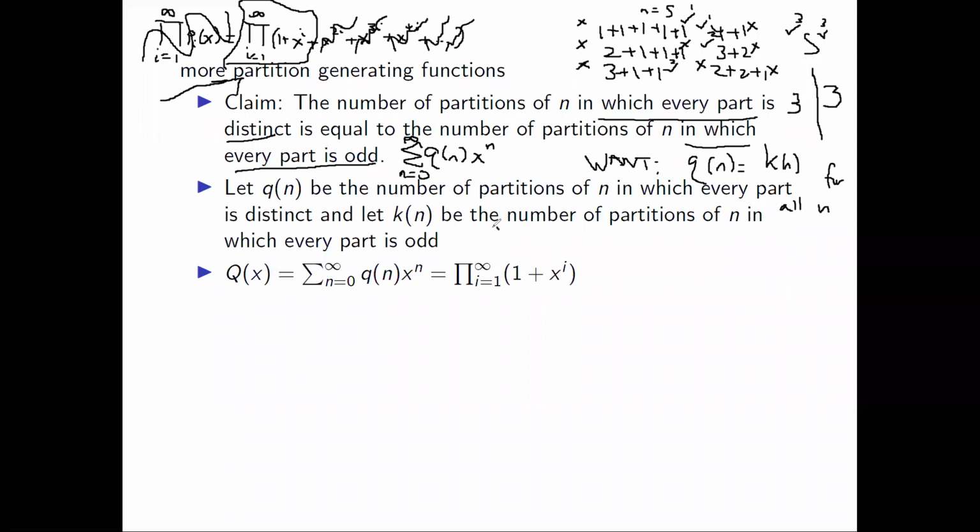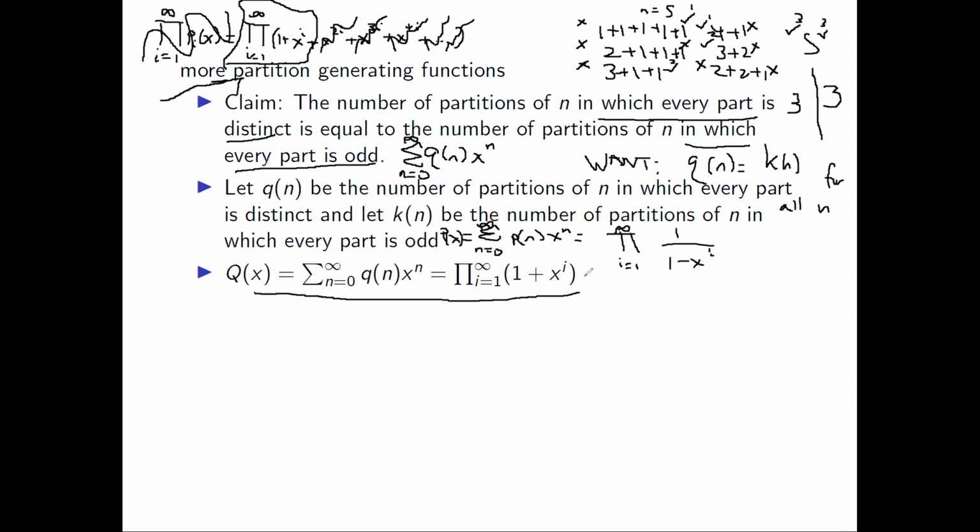So we can see how this compares to our standard generating function, the standard one, n equals 0 to infinity, and we call this one P of x. Take P of x, the sum of P n x to the n, and this was the product i equals 1 to infinity of 1 over 1 minus x to the i. So for this one right here, we don't have 1 over anything. We just have 1 plus x to the i. So no denominators.